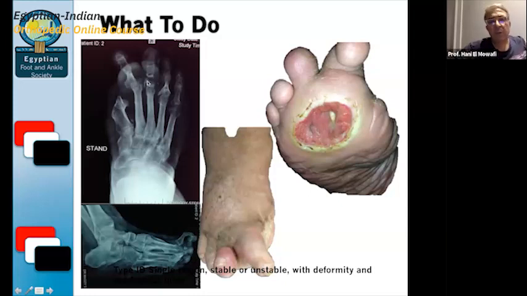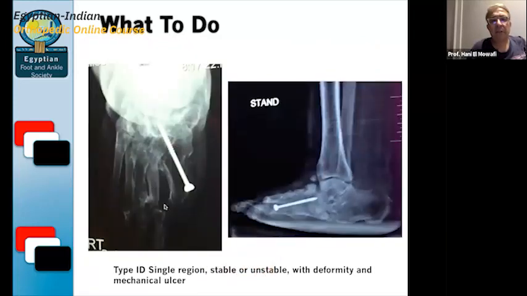We corrected the angle between the first metatarsal and the second metatarsal, and also did an excisional arthroplasty to align the second toe and shorten it. So we got a good benefit from this. Whether it is stable or unstable, there is a deformity and also a mechanical ulcer. So we consider it type 1D because it is only in the forefoot, in one region.